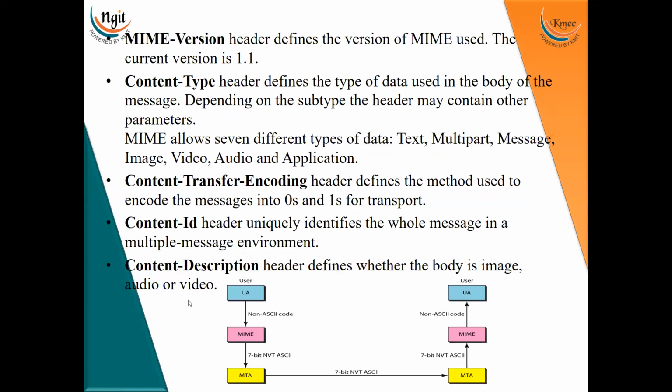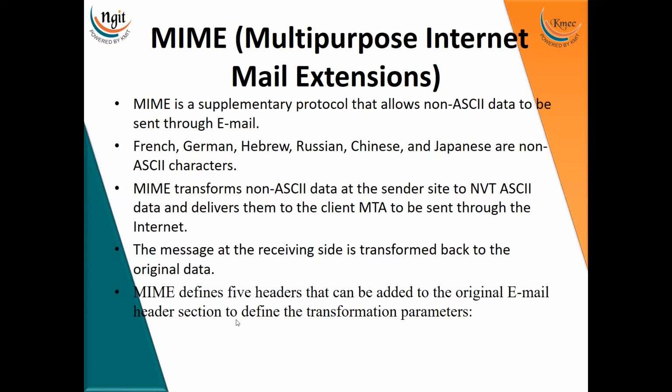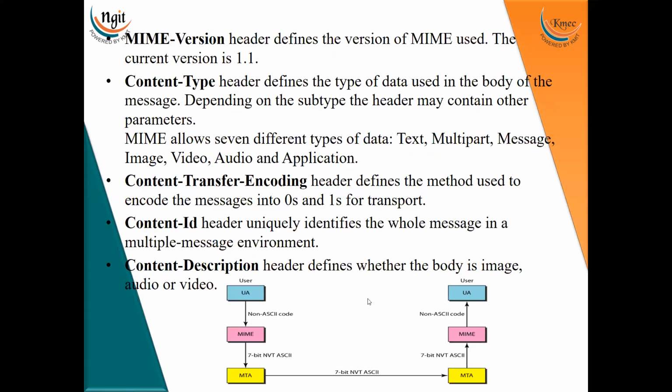Whenever we are working with MIME, we have five header sections: MIME version, content type, content transfer encoding, content ID, and content description. What is MIME version? The header defines the version of MIME used. The current version of MIME is 1.1.